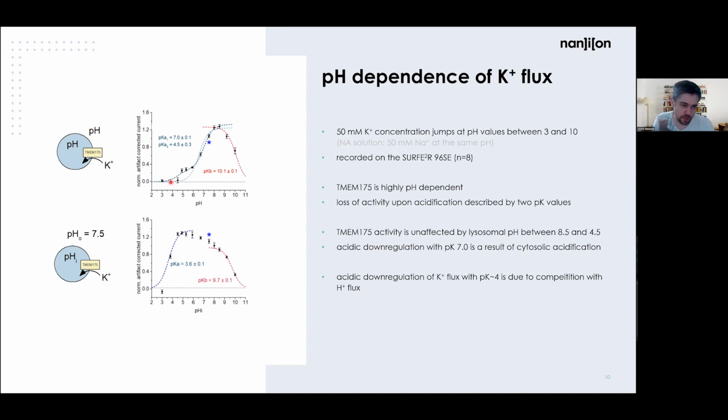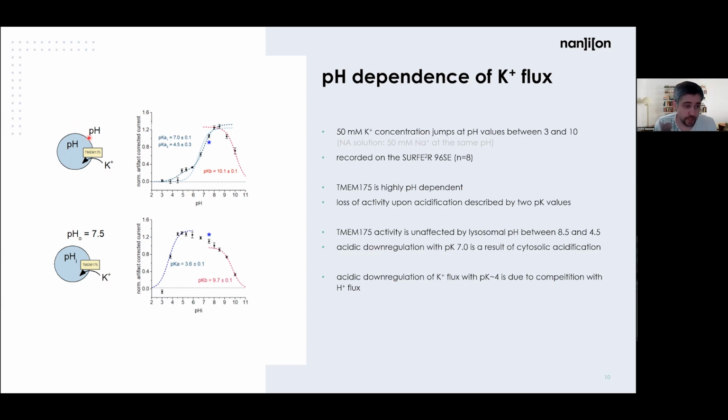The acidic pH range, actually, the downregulation is described by 2 different pK values. So you see like 60–70% activity loss with a pK of 7. And then again, the rest of the activity is lost with a pK of 4.5. These pH experiments were performed using the same pH values inside the lysosomes and outside the lysosomes.